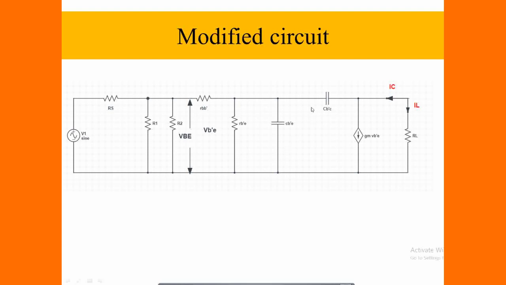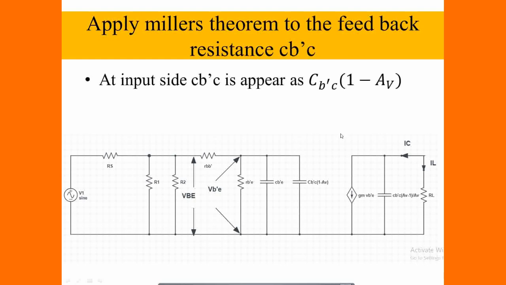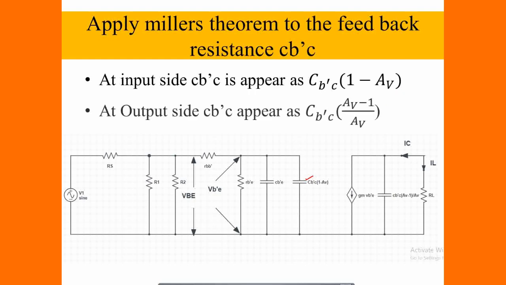And now, in order to further minimize the circuitry, we are applying Miller's theorem on the CB dash C. On applying Miller's theorem at the CB dash C, it is divided into two parts. At the input side it is going to be CB dash C into 1 minus AV, like this. At the output side it is going to be CB dash C into AV minus 1 by AV, like this.